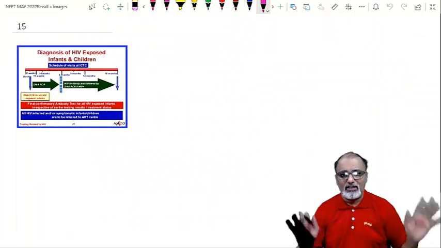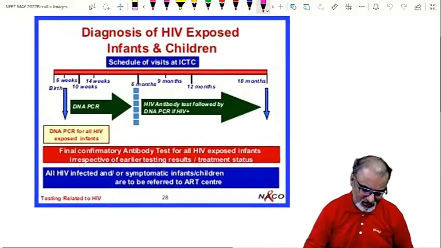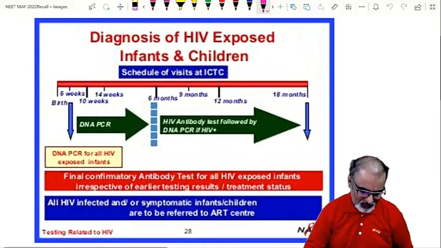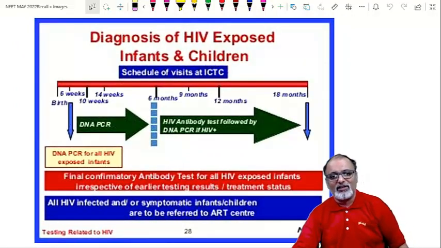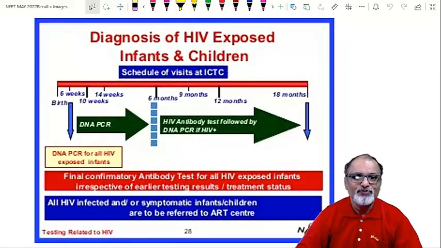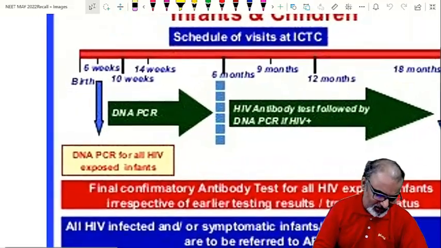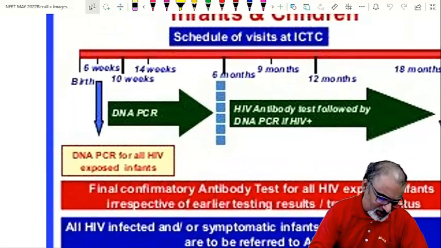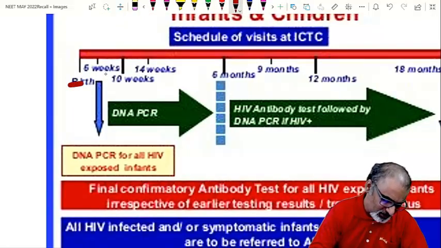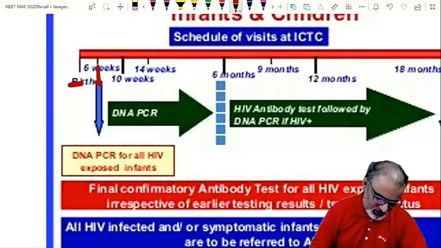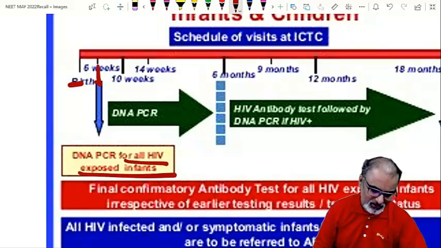It's a very huge algorithm. I made it; I got it from a slide. Yes, we prepared the slide when I was the master trainer in NACO. Diagnosis of HIV exposed infants, make it very easy. At 6 weeks, not at birth, you do DNA PCR for all HIV exposed infants.